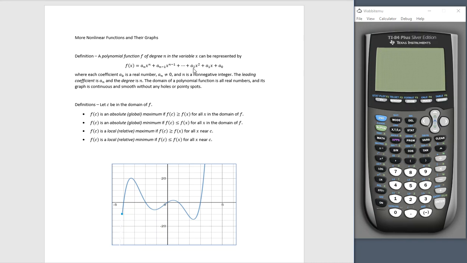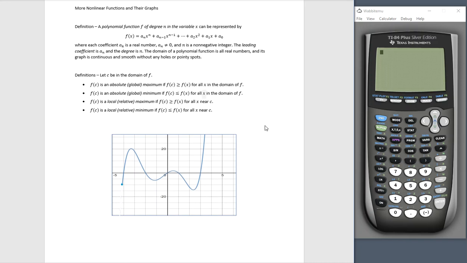Now, the domain of every polynomial function is the set of all real numbers. And its graph is continuous, it's smooth, it doesn't have any holes or pointy spots. Pointy spots, that's the non-technical term, that's my term for it. Cusps or corners or things like that, like the V-shaped absolute value graph. A polynomial will never have that sharp cusp or that corner like an absolute value graph. Okay, but polynomials do have some other things that we need to consider.